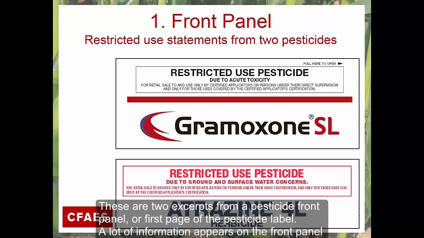So it's very easy to determine whether a product is restricted use because it will always be emblazoned across the top panel, just as shown here. If you look at these two examples, you'll note that pesticides can be registered as restricted use for different reasons. So for example, with the Gramoxone SL, it's restricted use due to its acute toxicity. With the herbicide atrazine, it's restricted use due to ground and surface water concerns.